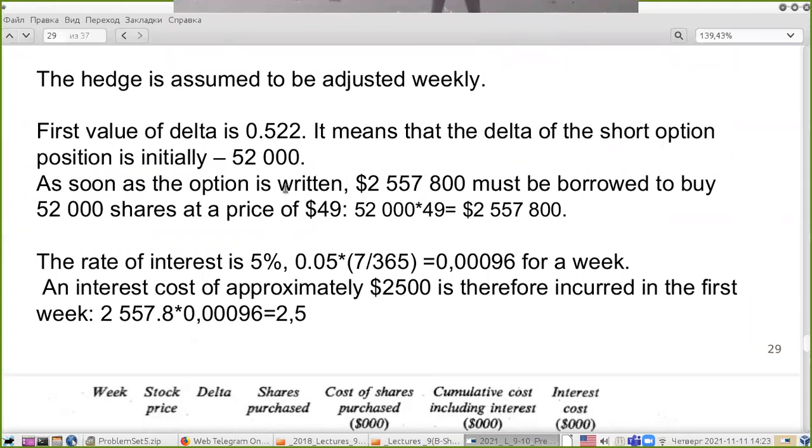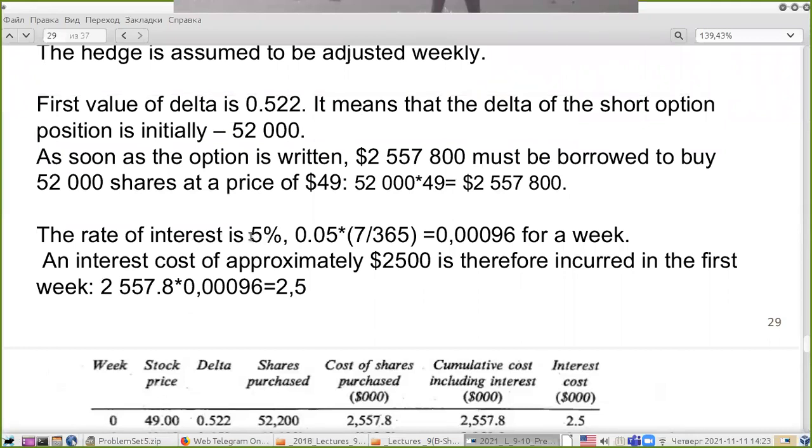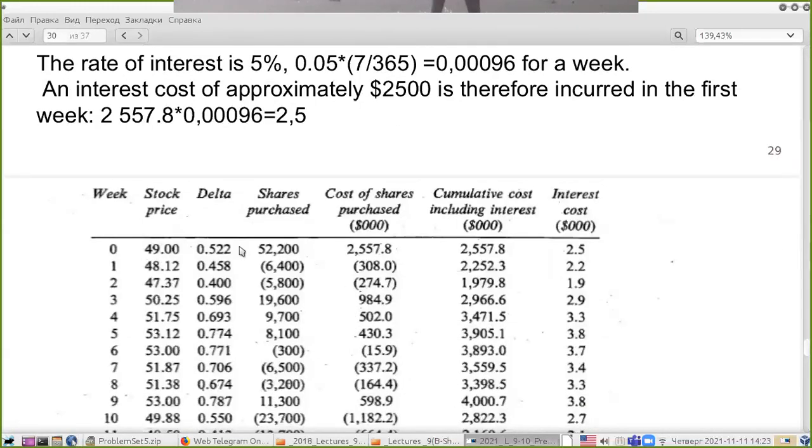You can read this: as soon as the option is written, this sum must be borrowed to buy these shares at the price. The interest rate is 5%, but it is the interest rate for 1 year, and for 1 week it is this sum, because we multiply by 7 days out of 365. For the interest cost, we should multiply this sum, 2,557.8, by this value. So the interest cost is 2.5. Do you understand how we can get the first line? Yes, understand?